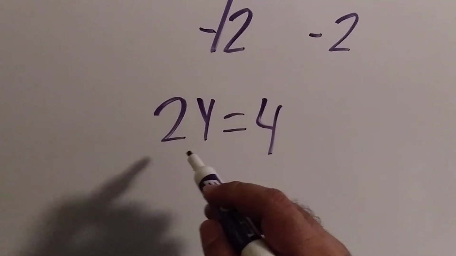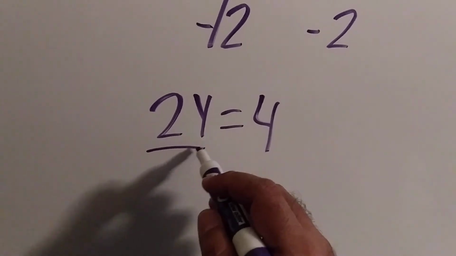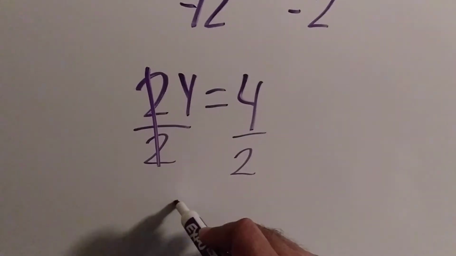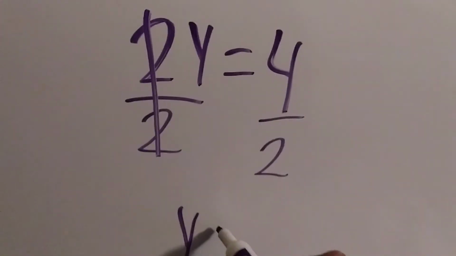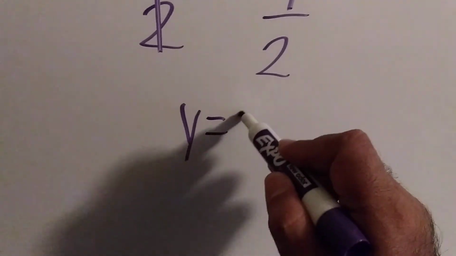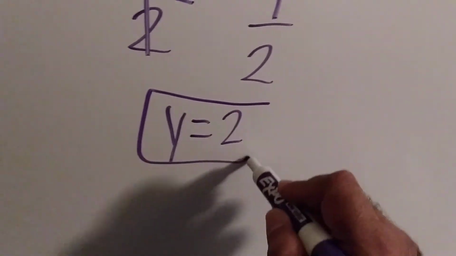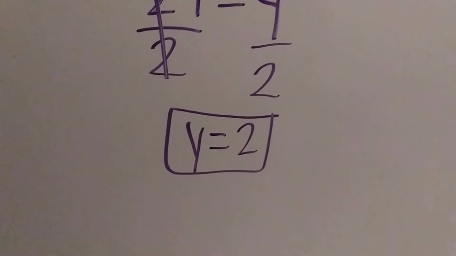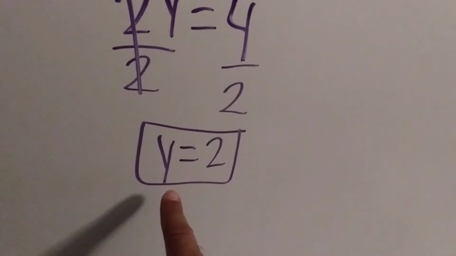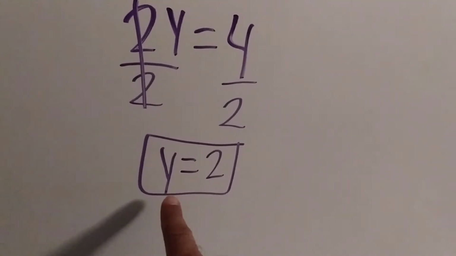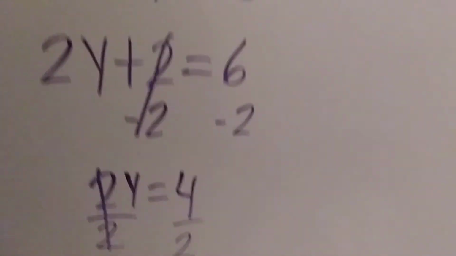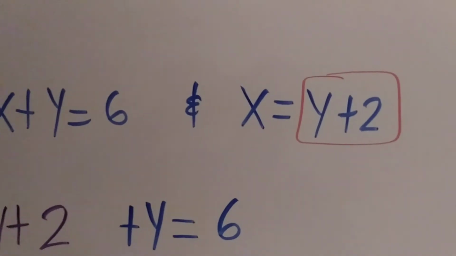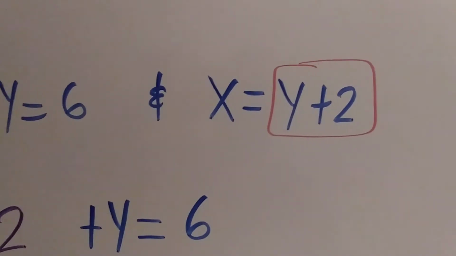And then again we continue with solving for y. Divide by 2, divide by 2, so we get y is equal to 2. Okay, so now here is our progress. Now we have the value of one of the variables, right? One of the variables is 2, y equals 2. So we can go back into the original system of equations and plug in wherever we see a y, we can plug in the 2.